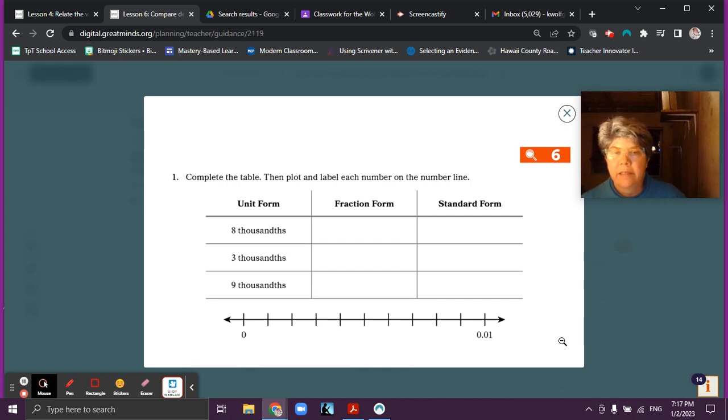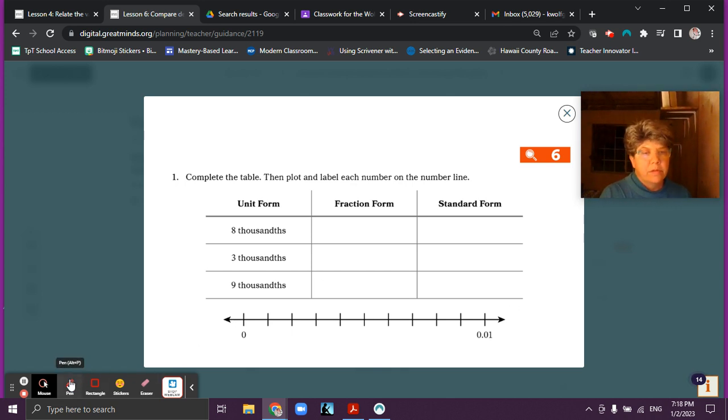Okay, here we are on our second video for lesson 6. This is video 6.2, and we are on page 55, the 6 with the magnifying glass, and you'll see this number 1 right there in your book. And you see that we have unit forms, fraction forms, and standard forms, and we are going to write those down. So go ahead and write those down.